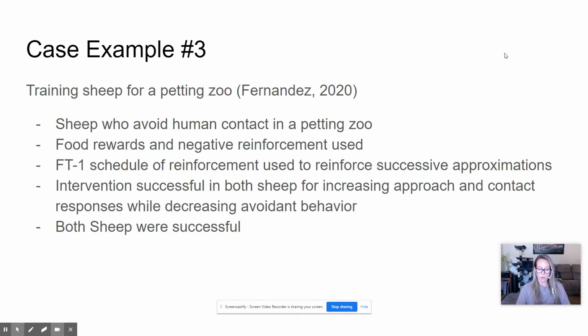So the researchers started reinforcing the sheep for staying in proximity. They would throw food to them, pairing with the clicker, and then over time decrease the distance from the sheep, and eventually letting the researcher touch the sheep and generalizing this to novel people and then more people in the setting, as typically there are multiple people in that petting zoo setting. So that's what they were ultimately looking for, and they were able to reach that goal with the sheep.